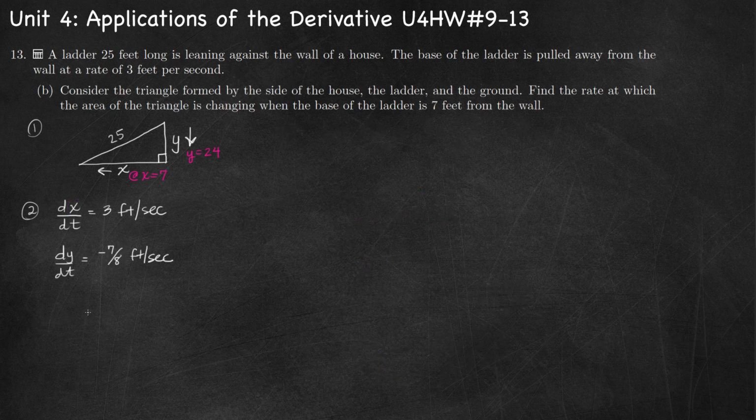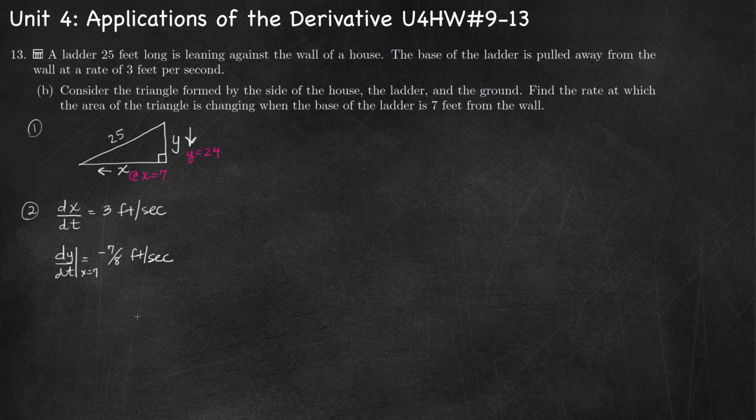Part B, consider the triangle formed by the side of the house, the ladder, and the ground. Find the rate at which the area of the triangle is changing when the base of the ladder is 7 feet from the wall. So it's that same instant in time, and because it's that same instant in time, we can use the rate that we found in part A if we need it. The dy/dt equals negative 7 over 8. That's dy/dt at the instant when x equals 7.